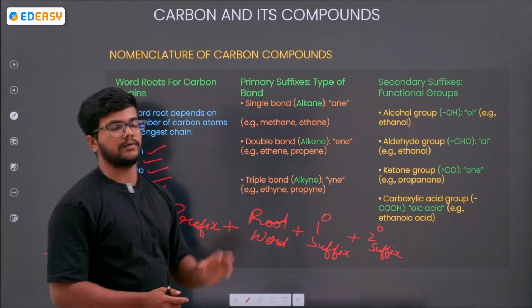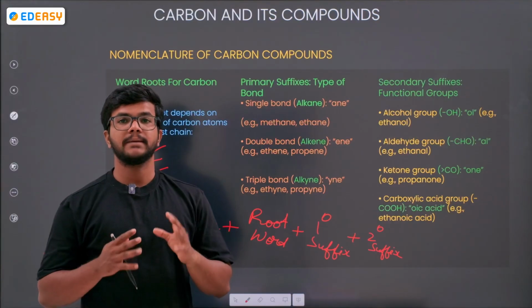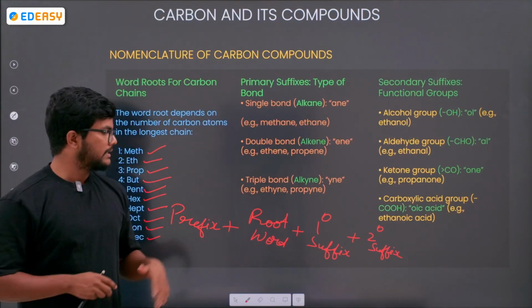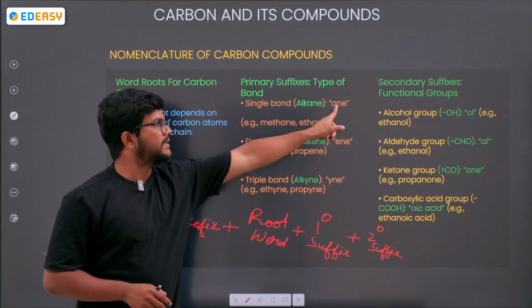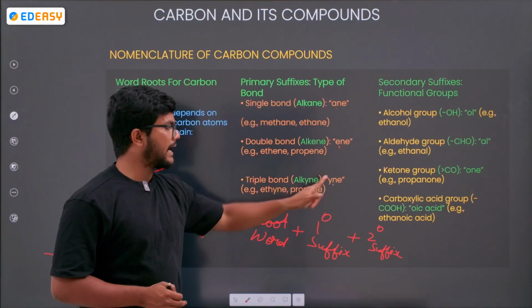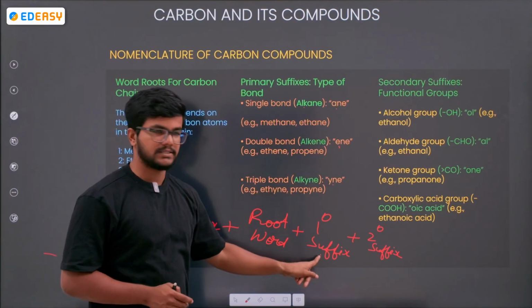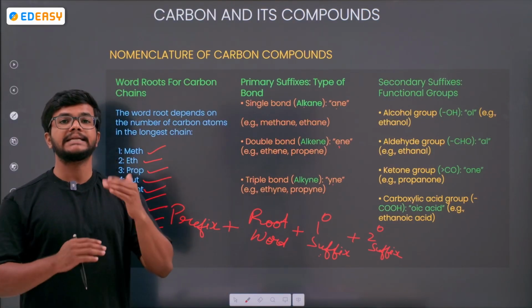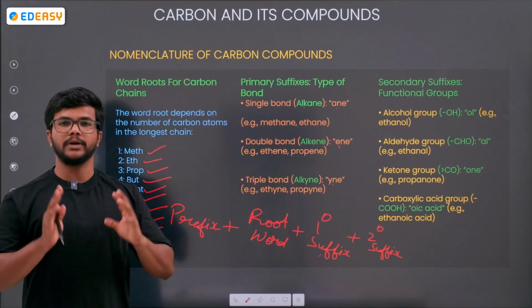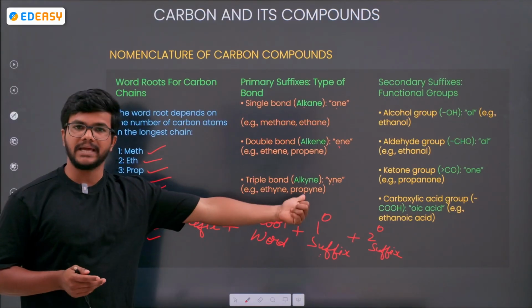And the primary suffix. What is the primary suffix? The primary suffix is the type of bond. If the carbon has single bonds, then the name ends with ane. If the carbon has a double bond, ene, triple bond, yne. Okay, that is the primary suffix. The primary suffix is nothing but the type of bond. It can be a single bond, double bond or triple bond. Okay, hope you understand the root word and the primary suffix.